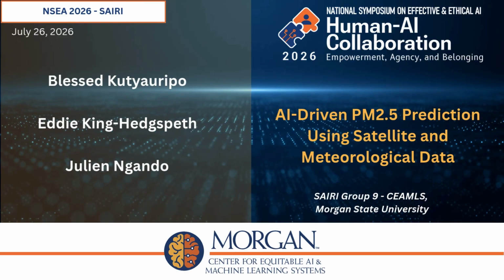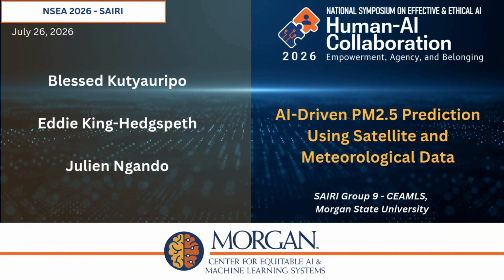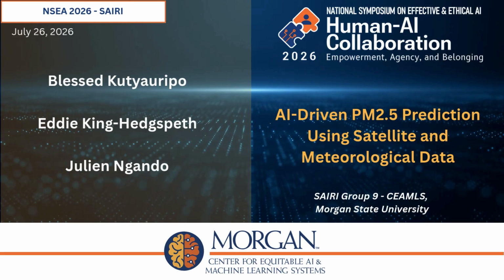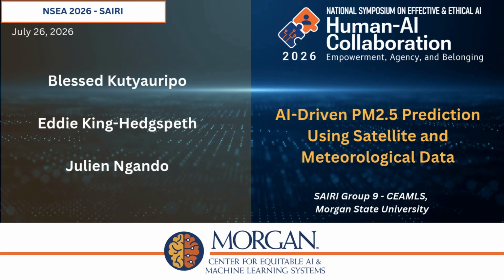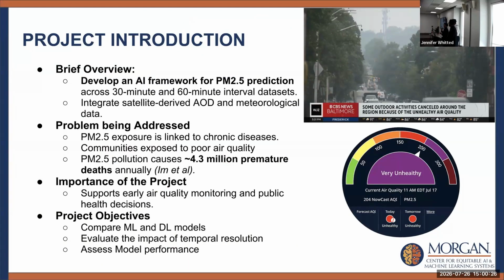Now, to kick us off, ladies and gentlemen, I'm walking you through the background of our project. PM2.5 refers to tiny urban particles that are smaller than 2.5 micrometers. Because these particles are so small, they're able to penetrate deep into the bloodstream and lungs, which may in turn cause things like cardiovascular disease and respiratory disease.